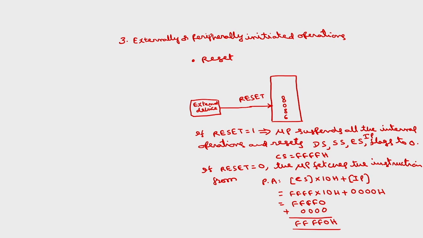This is about the reset operation. Whenever the microprocessor receives a reset signal from the external device, it suspends all the internal operations and sets data segment, stack segment, extra segment, instruction pointer and flags to 0, whereas the code segment will be set to FFFFH. If the reset becomes 0, the microprocessor fetches the instruction from the physical address, calculated by code segment into 10H plus instruction pointer, which becomes FFFF0H. This is the first externally or peripherally initiated operation.